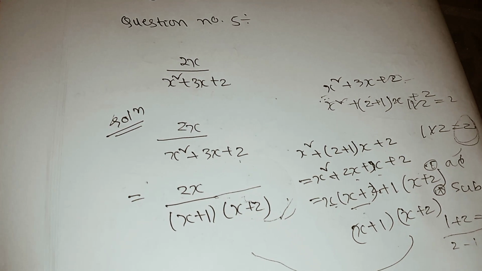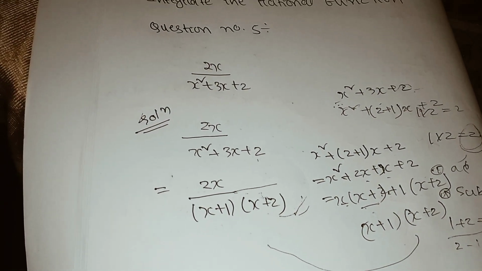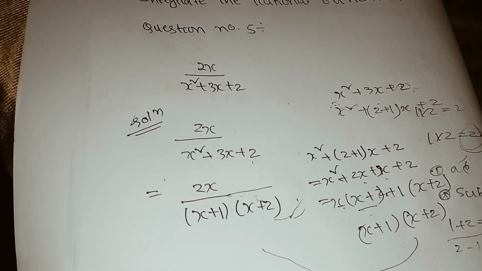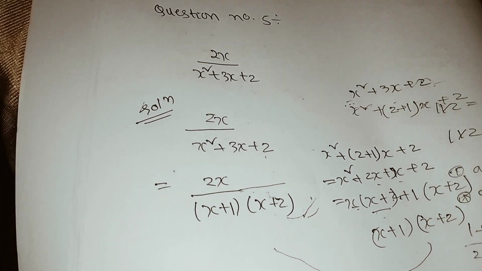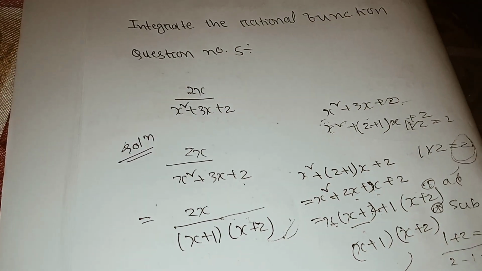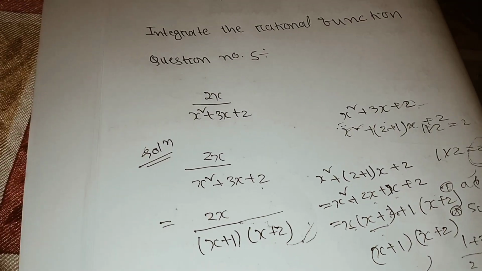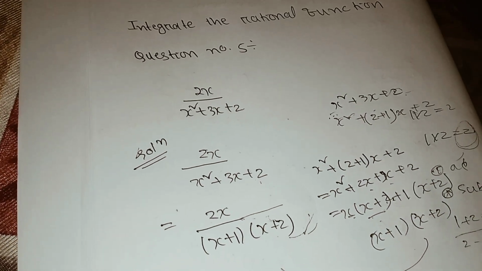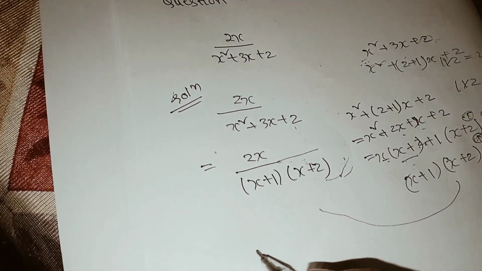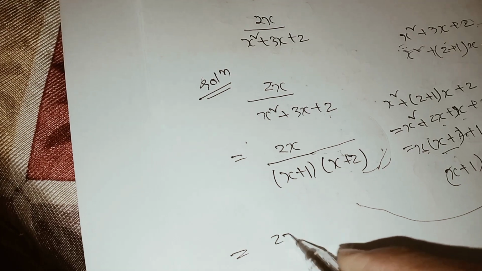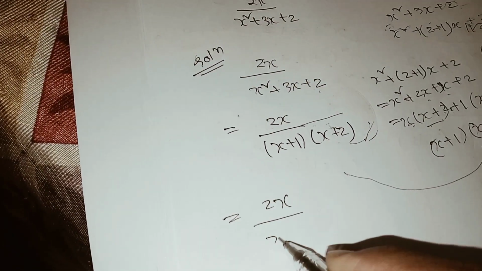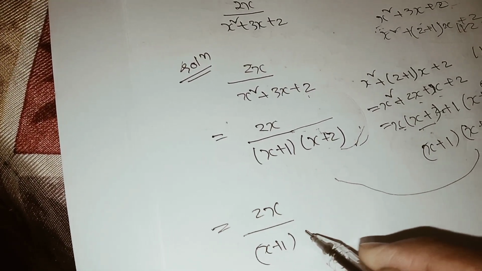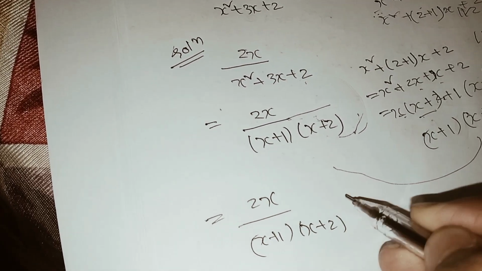So why do we do that? It is just in order to obey the partial fraction rule. If you don't know about partial fraction, then you have to watch the first video. So you can see 2x is divided by (x plus 1) into (x plus 2). We can write, okay.